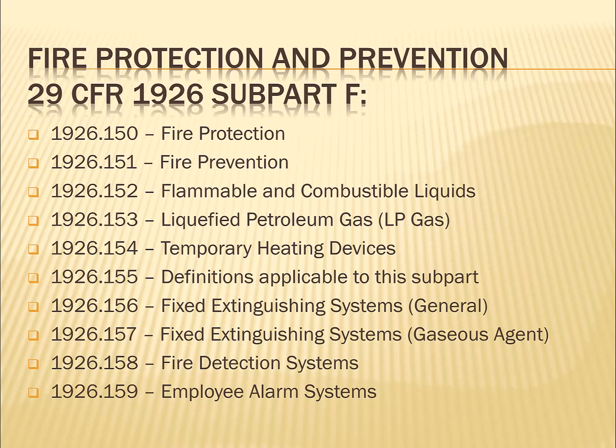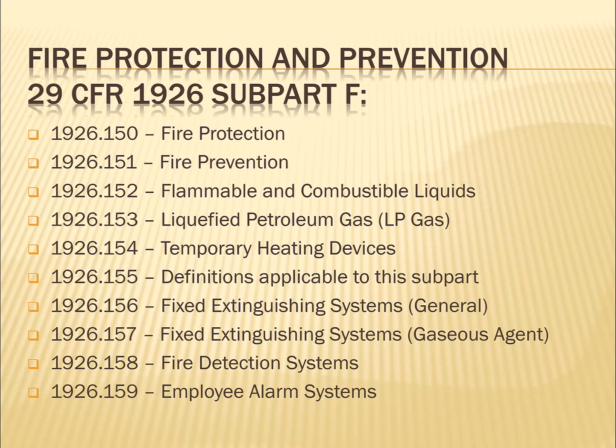That's not really how the alphabet works, but this one does when you're looking at the different letters that they assign to different sections of the standards. But it's basically 1926, 150 through 159. And you'll see some headings like extinguishing systems further down, a couple of different systems about general, and then gaseous agent and such.